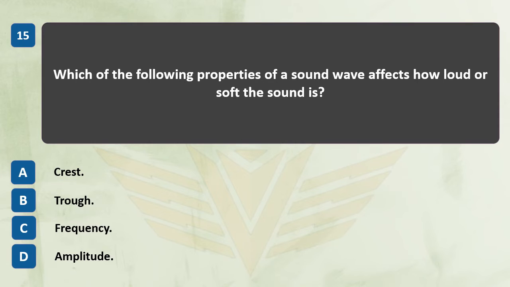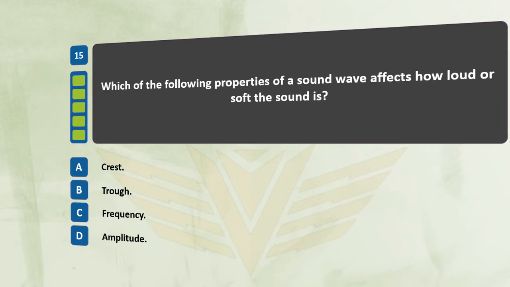Which of the following properties of a sound wave affects how loud or soft the sound is? A. Crest. B. Trough. C. Frequency. D. Amplitude. Answer: D. The amplitude of a sound wave is responsible for the loudness of the sound. Choice D is the correct answer.